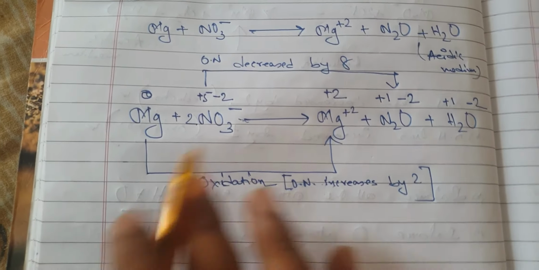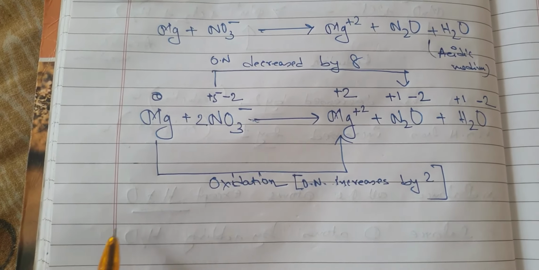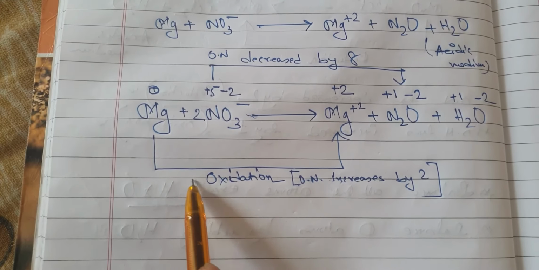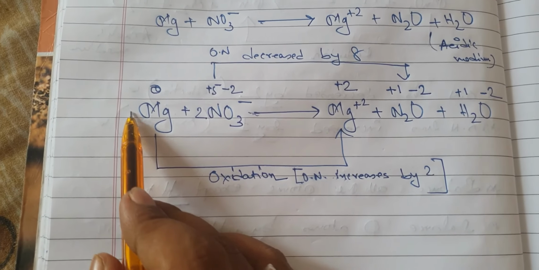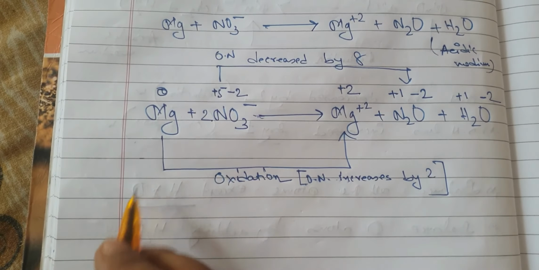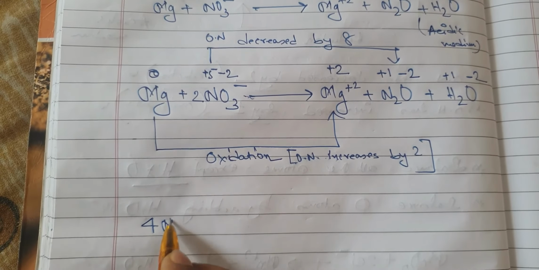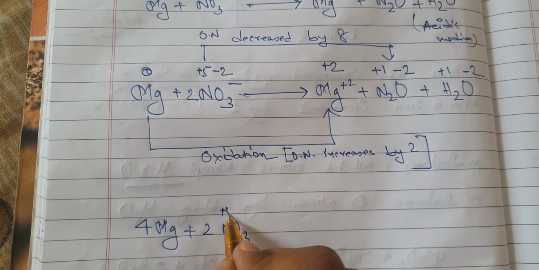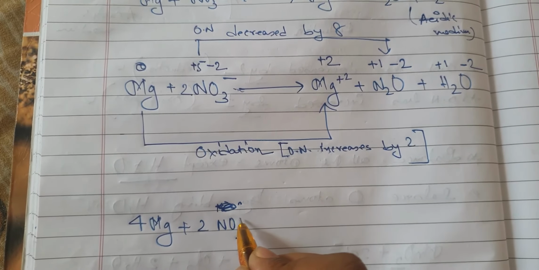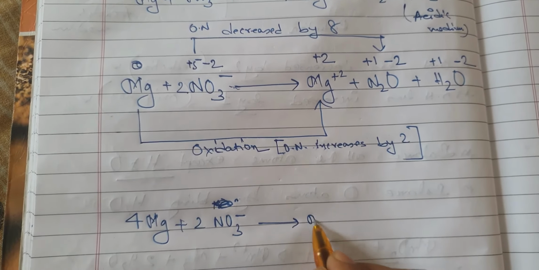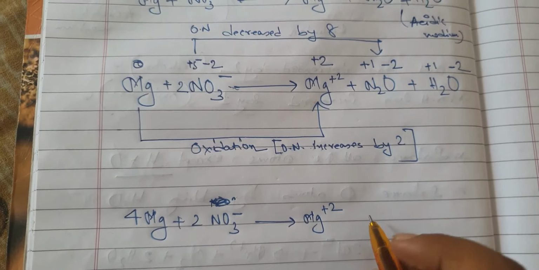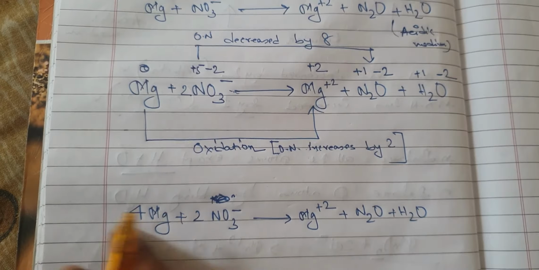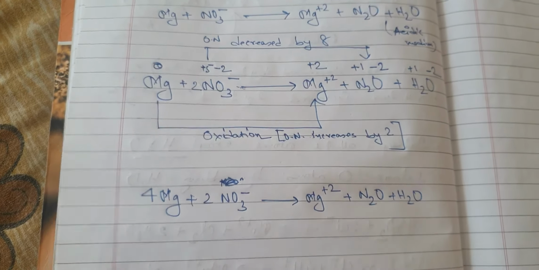Now you have to equalize the oxidation numbers. Here it increases by 2, here it decreases by 8, so it should be multiplied by 4. So you have to put 4 here. Now if you put 4 here, then it will be fine. So 4 Mg plus 2 NO3 minus gives 4 Mg plus 2 plus N2O plus H2O. Done. So oxidation number is now balanced on both sides.